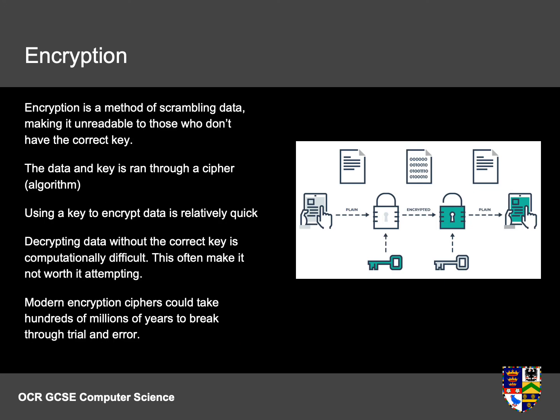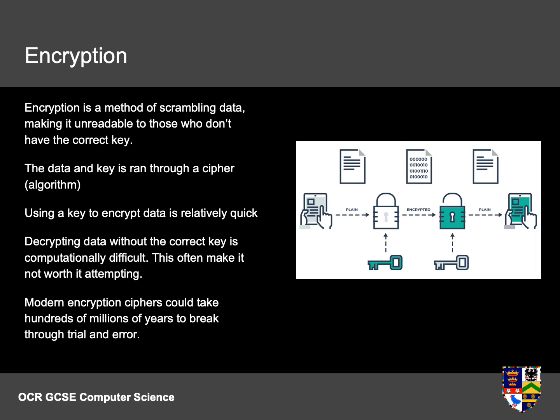The final preventative measure is encryption. So encryption is a method of scrambling data, making it unreadable to those who don't have the correct key. And in this case, the key is very similar to a password. So if you've got some data you want to encrypt, you use your key and you run it through a very powerful and very complex algorithm called a cipher. And this process is relatively quick. So if you want to encrypt a message, use your key, use your cipher, you get what we call a ciphertext at the other end, ready to send to someone else.